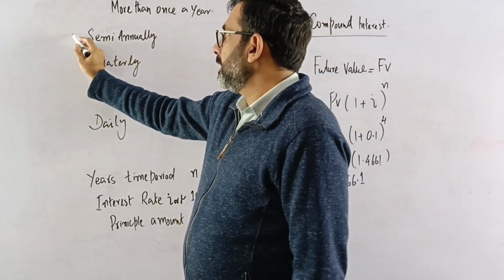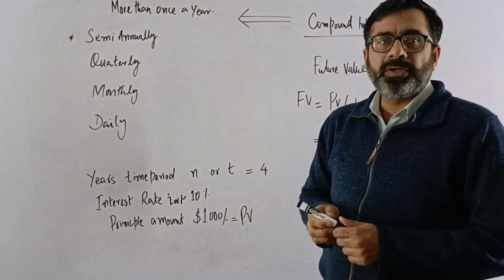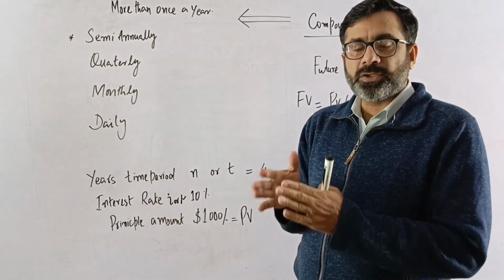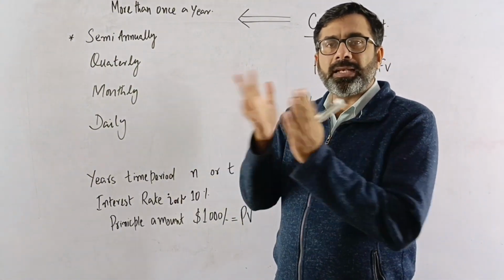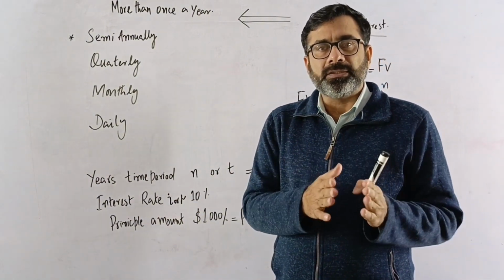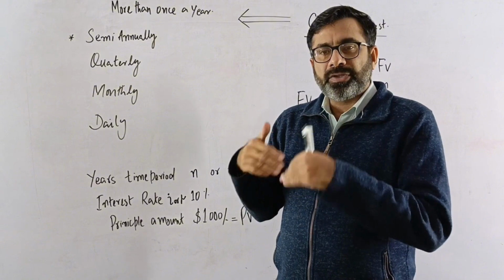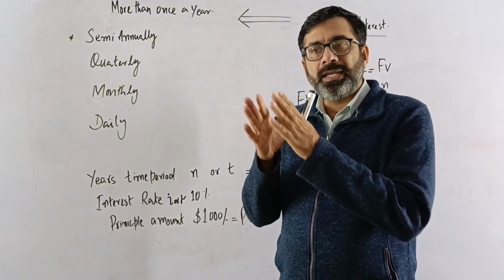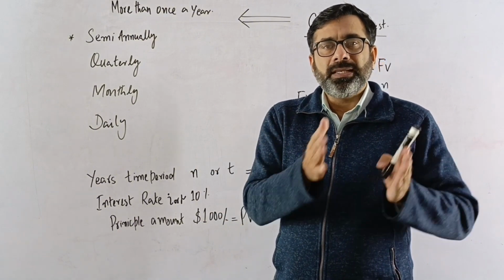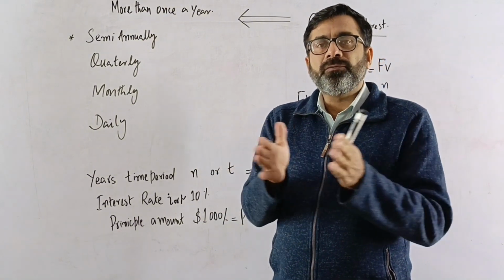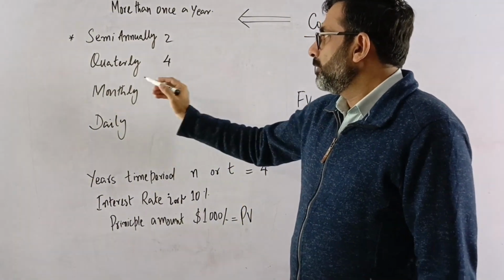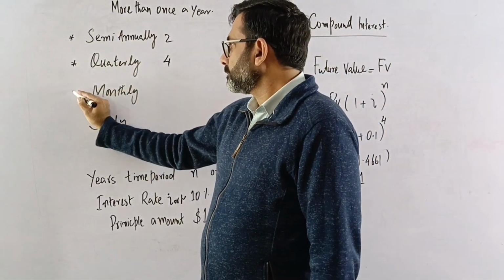For example, it may be compounded semi-annually, where you get interest after 6 months and that amount is reinvested. Or it may be quarterly, where every 3 months the interest is calculated again and the original amount plus the interest is reinvested. In the same way, it will be compounded 4 times in a year. So here it is 2 times compounding, and here it is 4 times compounding.